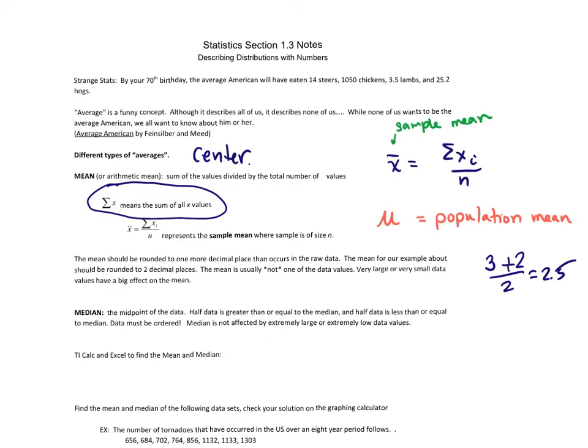The final thing, and this is really important, is that very large or very small data values have a big effect on the mean. So if I add a large number or a small number relative to the rest of the data set, it is going to make that mean change quite a bit.